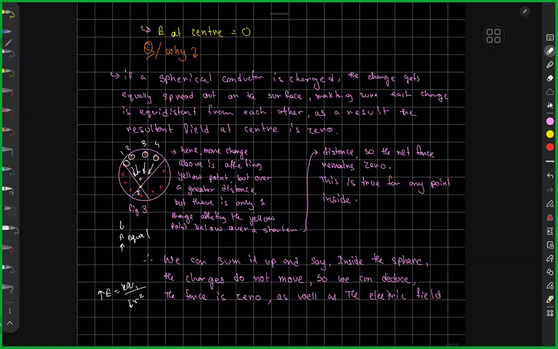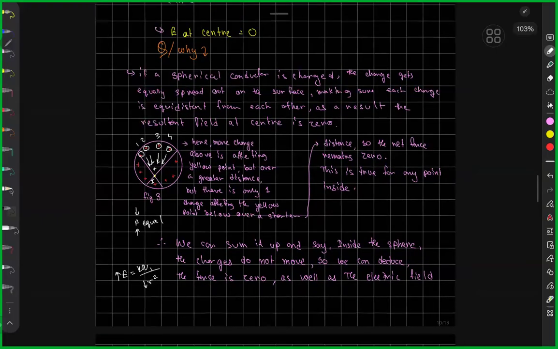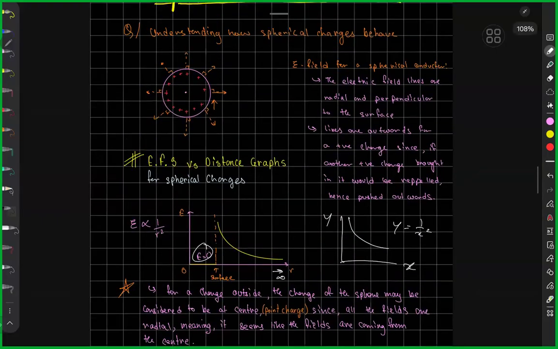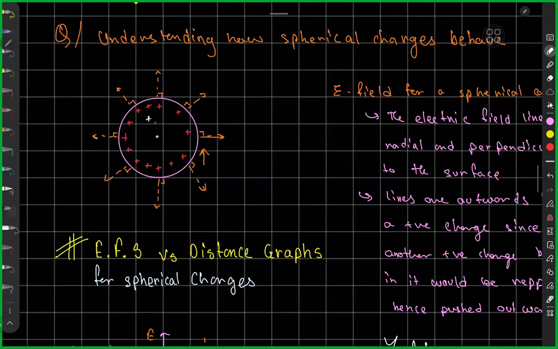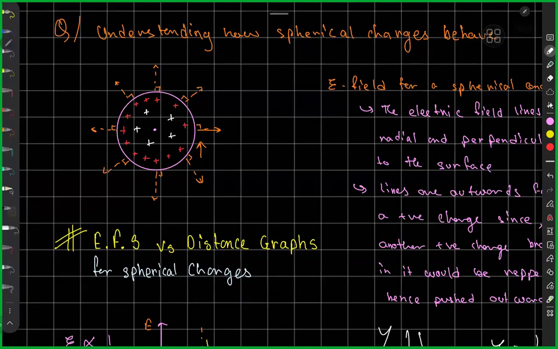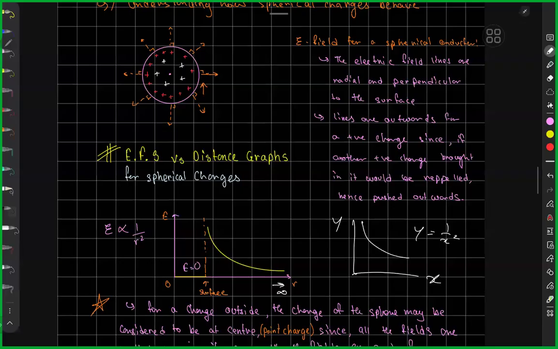Sir, what are we talking about? Why is the field strength 0 at the center? Not necessarily at the center, it could be anywhere. So if I have a positive charge here, here, here, here, here, so inside the sphere, why is it 0? Yeah, that's what we are discussing.